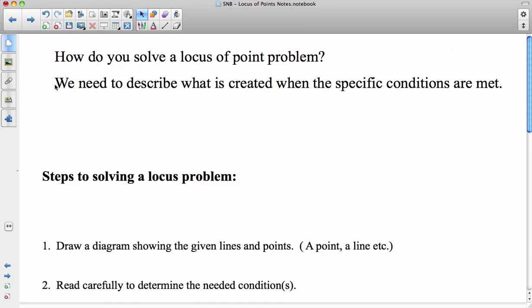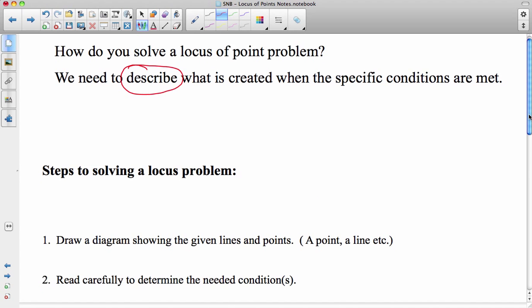And here, first we have to talk about how do we solve the problem. So first we need to describe. That means, yes, you have to use some words to describe what is created when the specific conditions are met. So if it's a line, you could write the equation, or you could describe the line. If it's a circle, you describe its center and its radius. If you had enough information, you could even provide the actual equation of the circle.